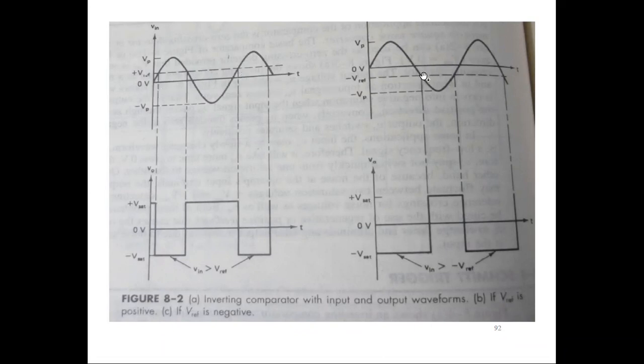So here another waveform is shown where we are showing the reference voltage as a negative voltage. So below minus V reference, only this portion, at that time output will be positive. Above minus V reference, the input is positive, and hence the output is negative. Output is negative because we have changed the position of the input and the reference voltage, right?